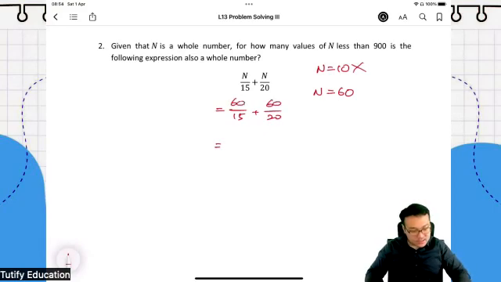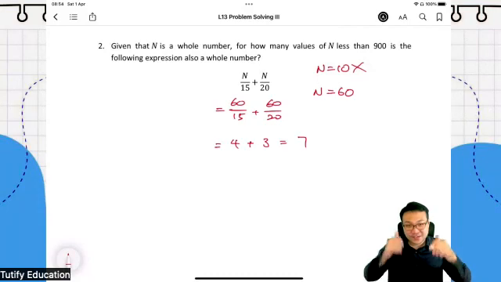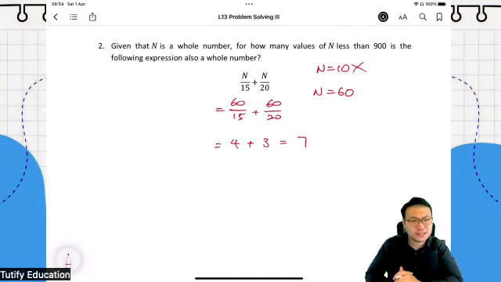What is 60 divided by 15? 60 divided by 15 is 4. 60 divided by 20? 60 divided by 20 is 3. Does this give you a whole number? Yes. Very good.